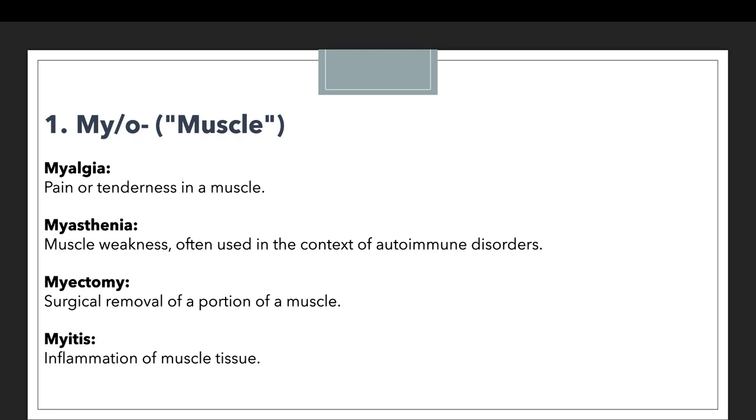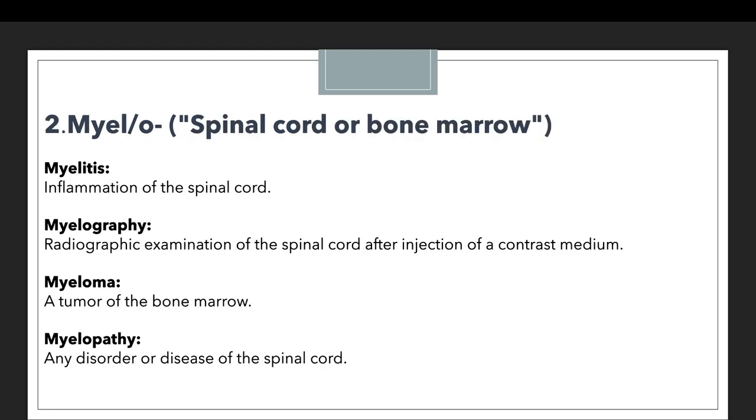Everywhere we are talking about the muscles. Okay. Now we will look at the second prefix, which is myel or myelo, which is related to spinal cord or bone marrow. So if there is a discussion around spinal cord or bone marrow, then we will use the terminology prefix as myel or myelo. So let's look at the examples of it.